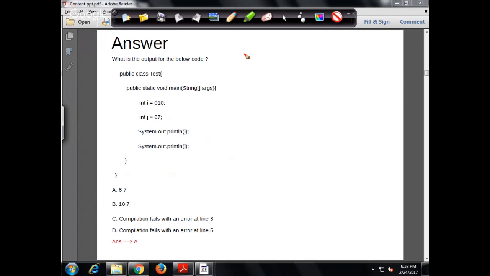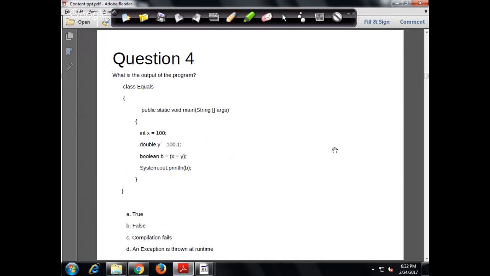Okay, so now I will move on to the next question. Yes, Pramod, I see that you've given the right answer after seeing the tip. So now let's look at the next question and answer it. Here's question number 4. So guys, this is another program. Have a look at it and try to guess the answer.